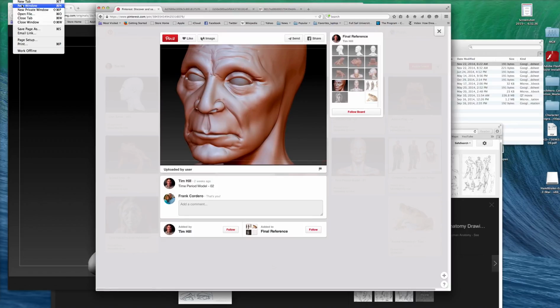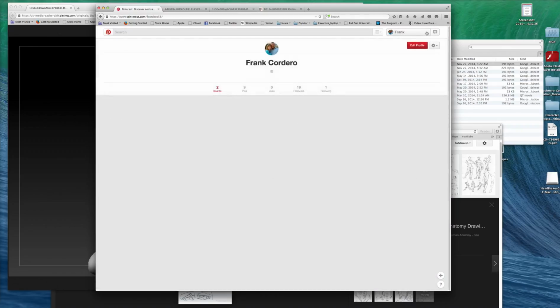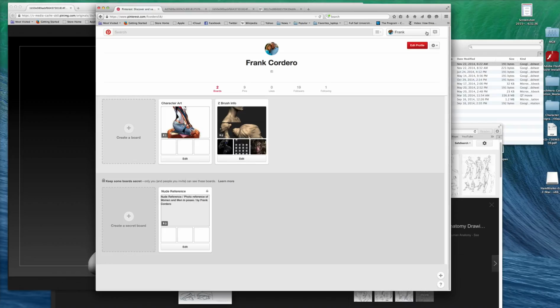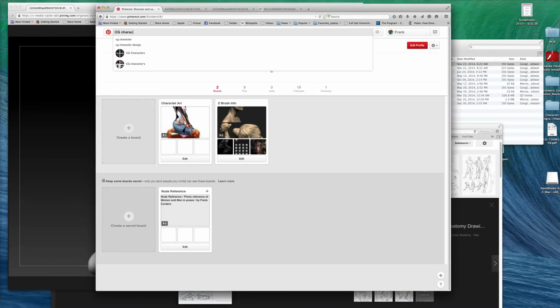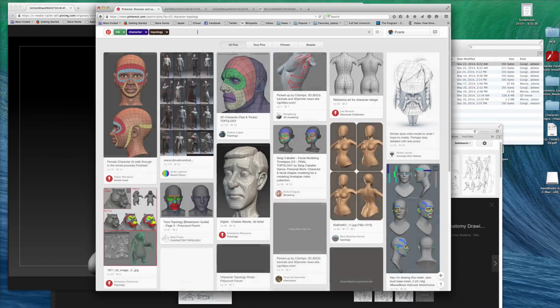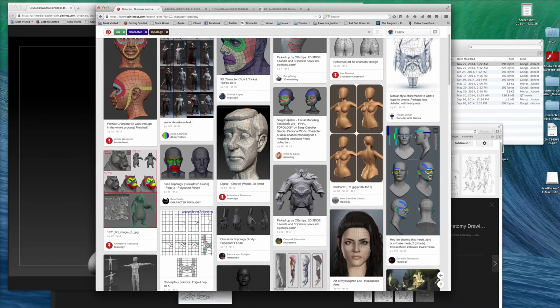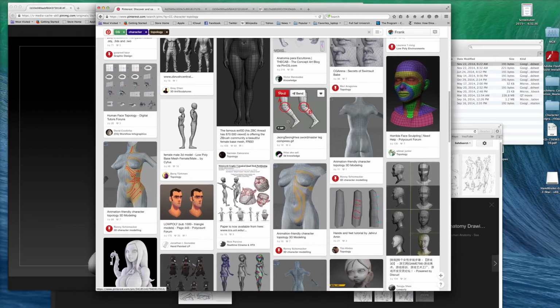And what do I mean by looking at topology? Well, let me go to another Pinterest window. I'm going to go to mine. I have a couple of boards. Let's see, do I have anything? Just do a search: CG character topology. Yeah, this is just a few different pages.